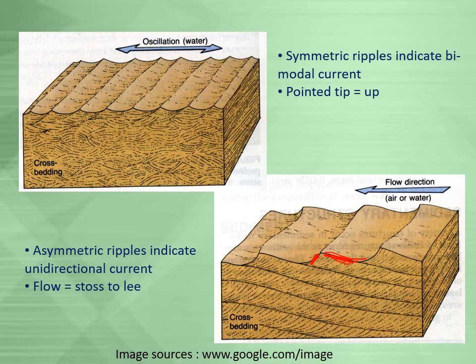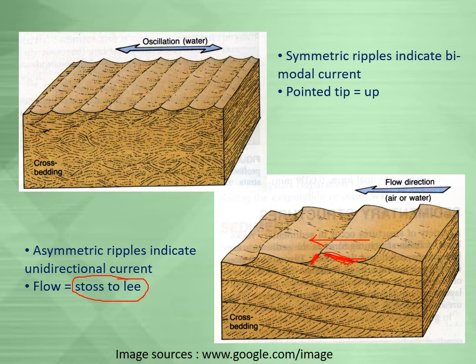Okay, so the flow direction for this kind of asymmetrical ripple or current ripple is always from stoss to lee side. Keep in mind, the flow direction for asymmetrical ripple is from stoss to lee. So in this figure, the stoss side is on your right hand side and the lee side is on your left hand side. So my flow direction is from right to left. So that is an asymmetrical ripple, or you can call it a current ripple.